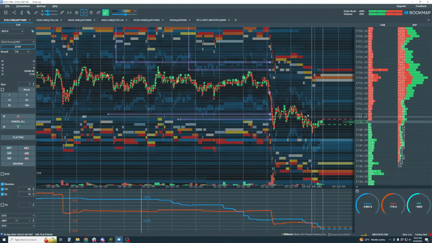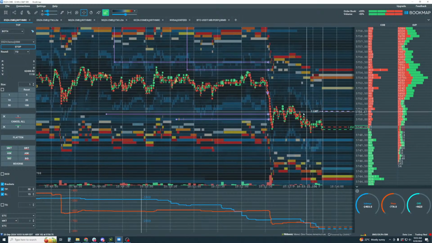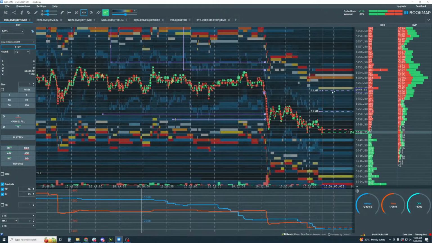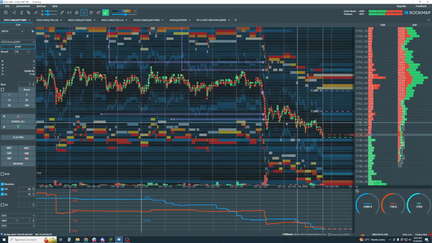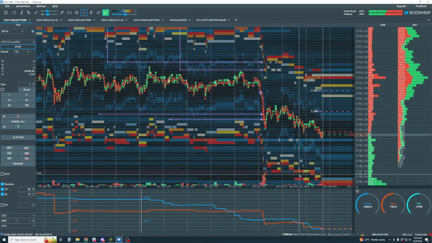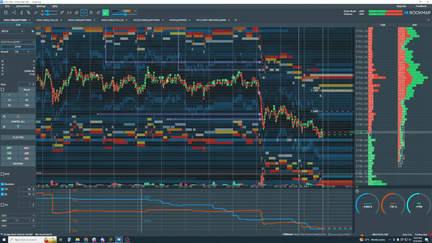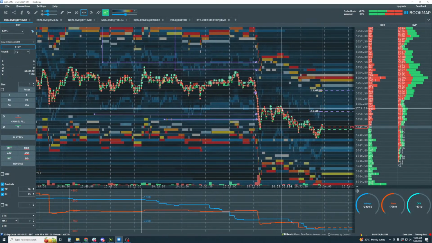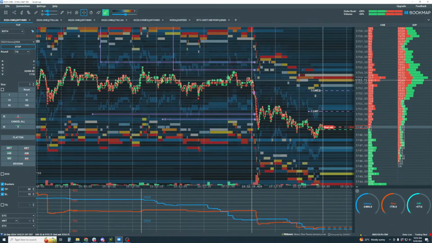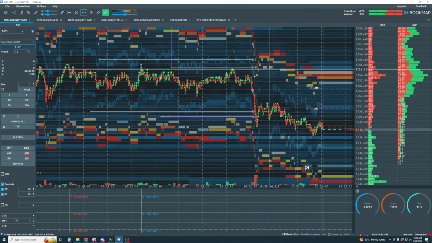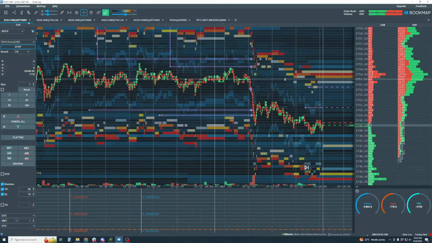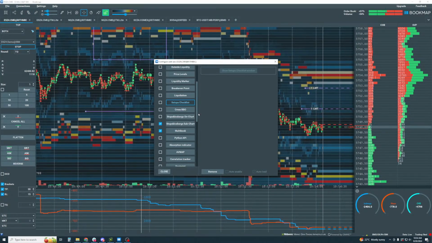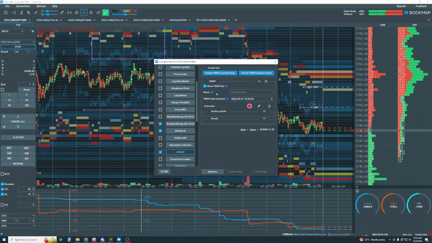So where's our pullback going to come to? Well, probably about here, if we get it. We may even get another one all the way back up to here where we drop from. Now you guys might be looking at this. In fact, we can input an anchored VWAP in here at some of these areas, and we can talk about pullbacks also in terms of anchored VWAP.